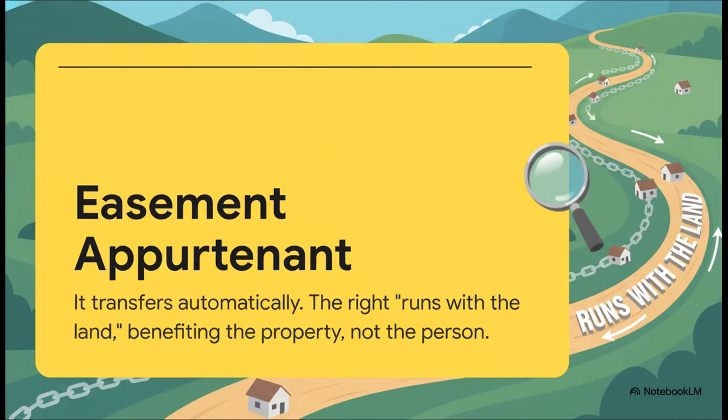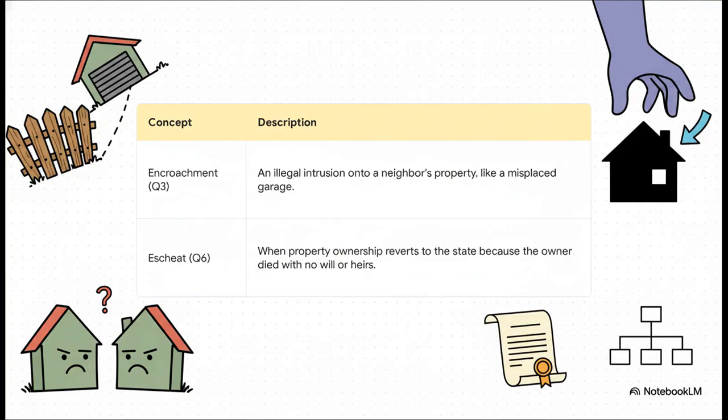And the answer is, it transfers automatically to the new owner. This is all because of a phrase you absolutely have to burn into your memory. An easement appurtenant runs with the land. It's attached to the property itself, not the person. So when the property sells, the easement goes right along with it. New owner, same easement.